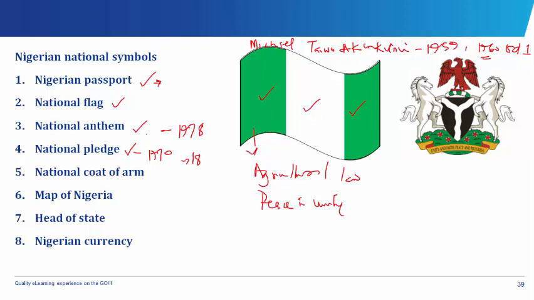Now let's look at the next one, number 5, which is our coat of arms. So this is the coat of arms. It has so many things. It has 2 horses. It has these 2 white objects. It has this green grass with flowers, and here is written unity and faith, peace and progress. Then we'll have this object here, and we'll have this eagle. What do they all represent?